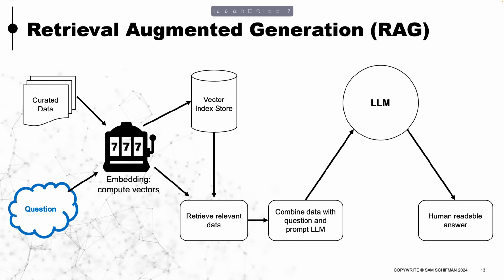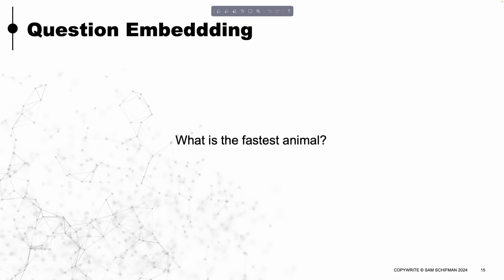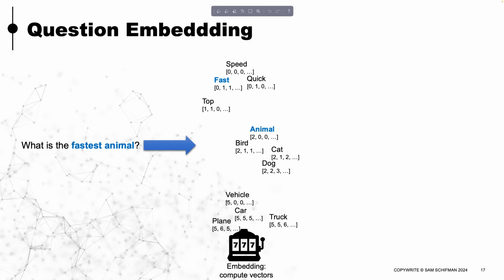Next, we get a question we want to answer. We put that question through the same embedding and turn it into a numeric representation. We can then use that numeric representation to find the data in our index that is relevant to the question. This works like, let's say our question is, what is the fastest animal? Use the same embedding model to turn that question into numbers.